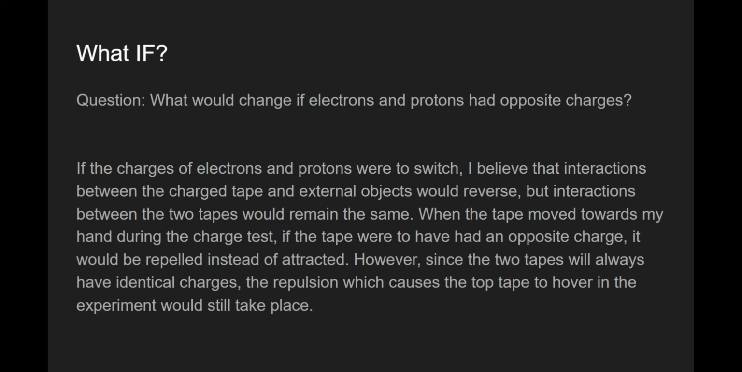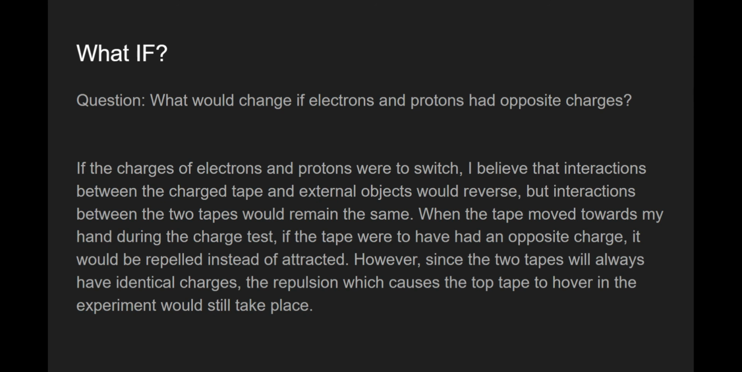Question: what would change if electrons and protons had opposite charges? If the charges of electrons and protons were to switch, I believe that the interactions between the charged tape and external objects would reverse, but interactions between the two tapes would remain the same. When the tape moved towards my hand during the charge test, if the tape were to have an opposite charge, it would have repelled instead of attracted.